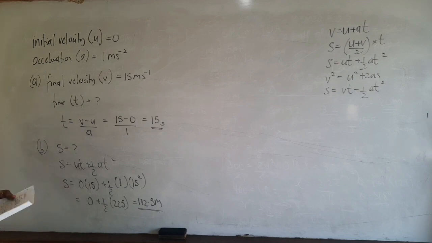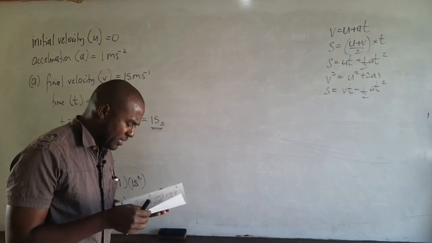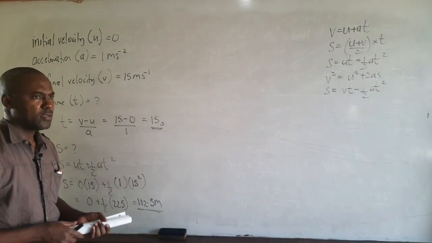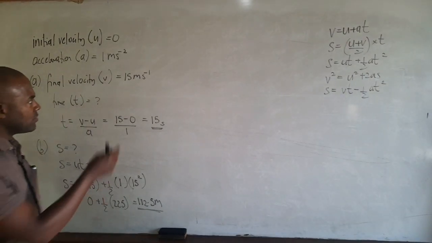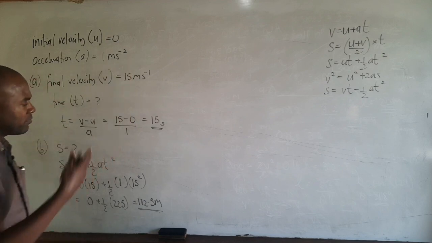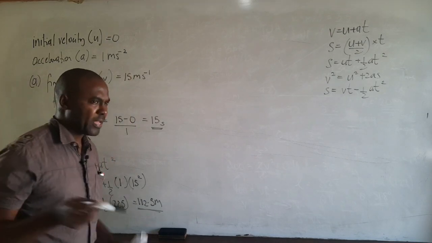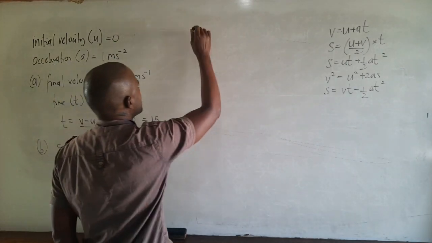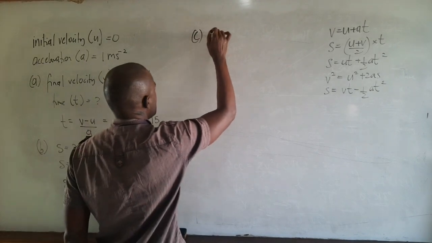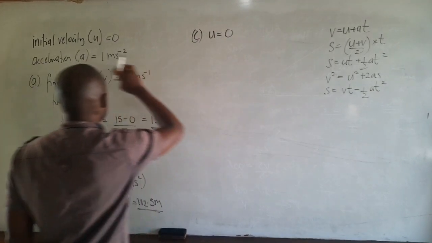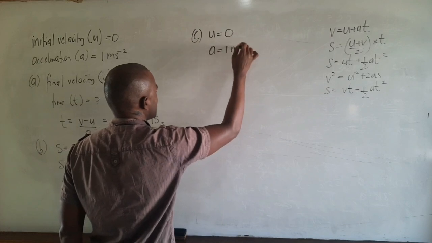Now part C, they want us to find the velocity of the car when it is 100 meters from the starting point. Now for part C, not all the information that we were able to obtain or that were given from before will apply. So we'll write down the information which applies to part C. Right? So part C, the initial velocity still applies. So u is still equal to 0. The acceleration a is still equal to 1 meter per second squared.